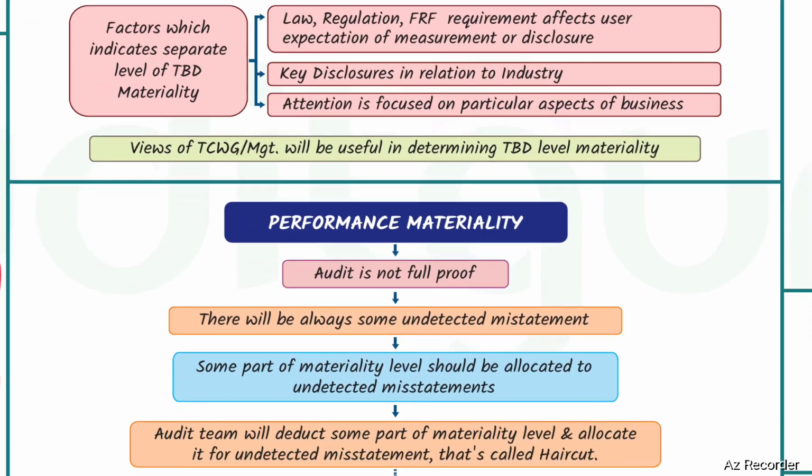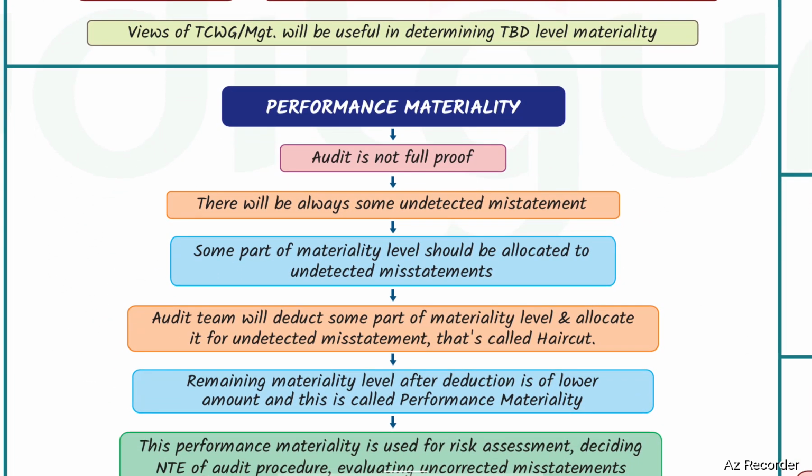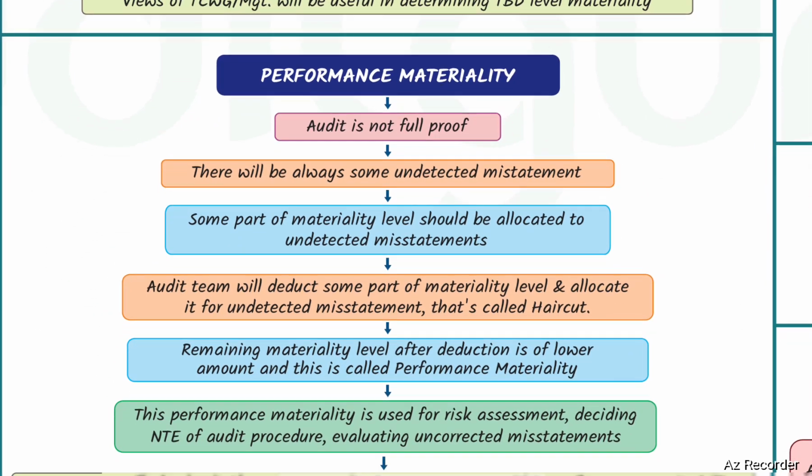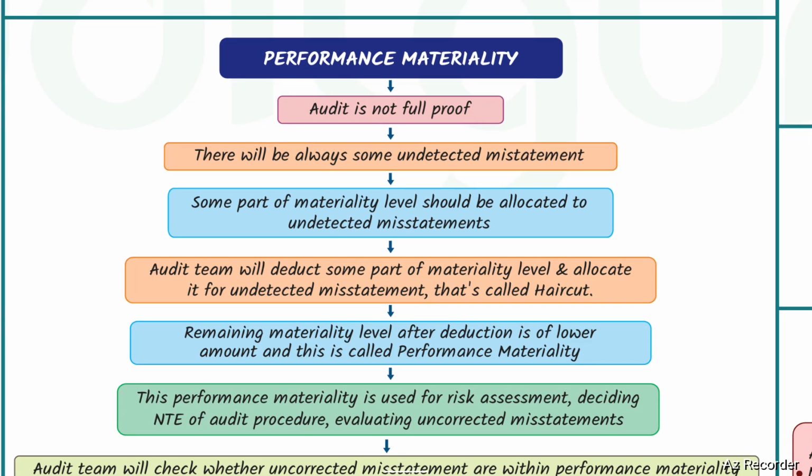Performance materiality. An audit is not foolproof. There will always be some undetected misstatements. Some part of the materiality level should be allocated to undetected misstatements. The audit team will deduct some part of the materiality level and allocate it for undetected misstatements. That is called a haircut. The remaining materiality level after deduction is of a lower amount, and this is called performance materiality.